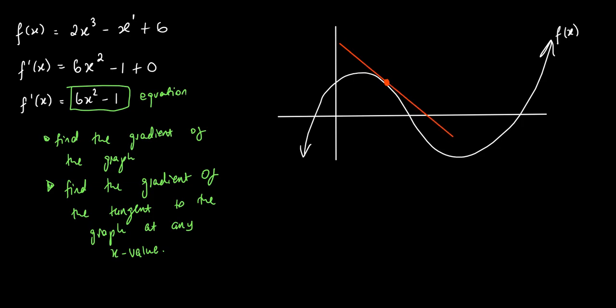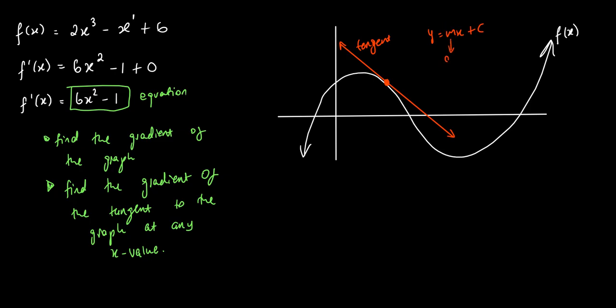A tangent line is a line that touches the graph at only one point. So as you can see, a tangent line is simply a straight line. And if I want to find the equation of a straight line, what do I use? I use y equals mx plus c. Do you remember that if I want the equation of a straight line, I use y equals mx plus c? What is m?